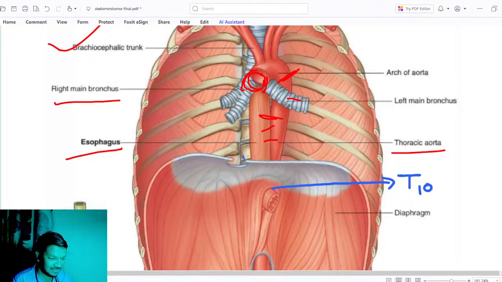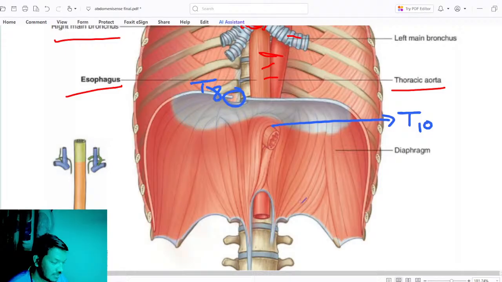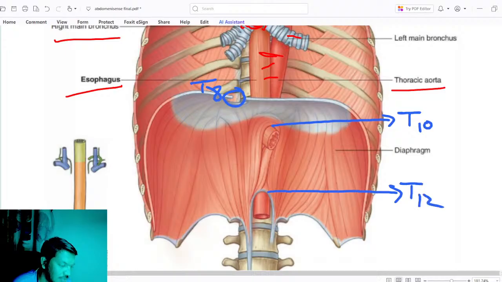This is T8 for the vena cava. Then T10 for the esophagus. Esophagus with which nerve? Esophagus, vagus. And T12 is for the aorta. Sanjida, what is the content of the abdominal aortic opening?